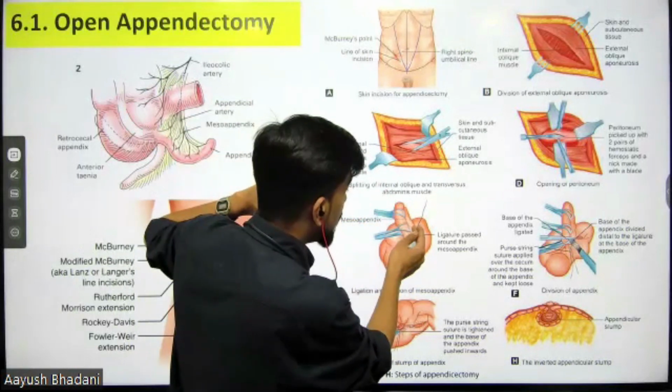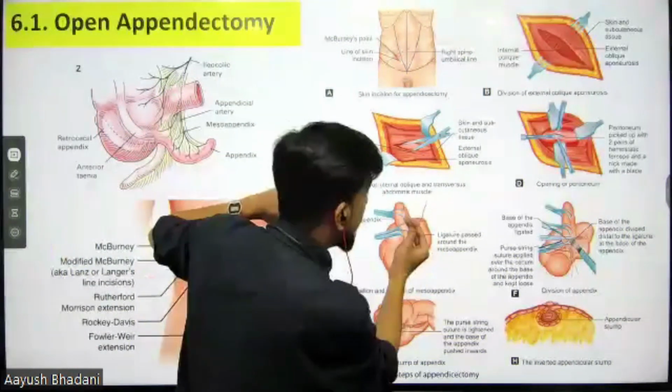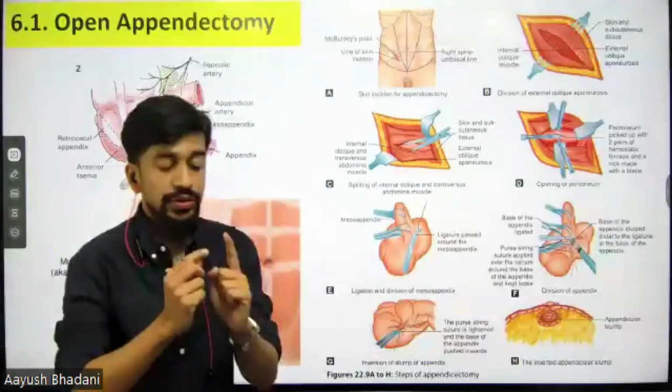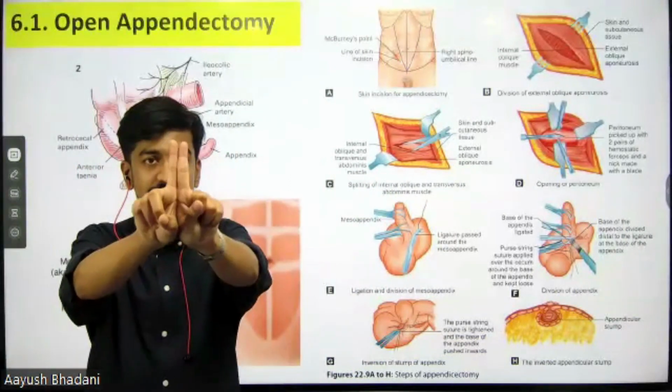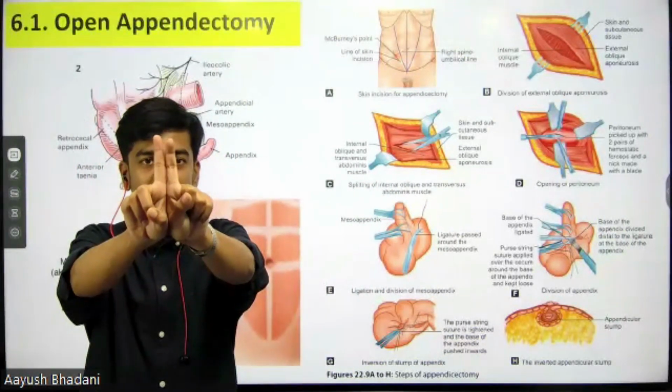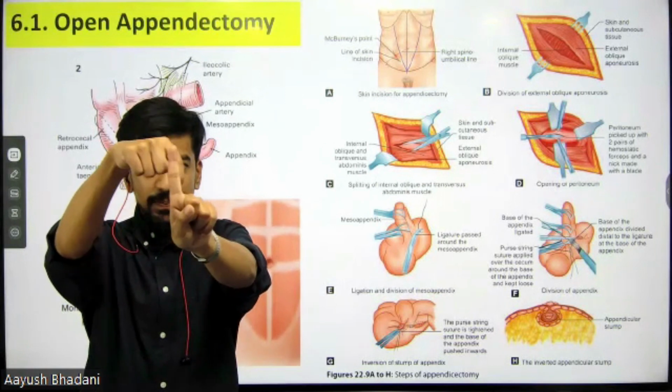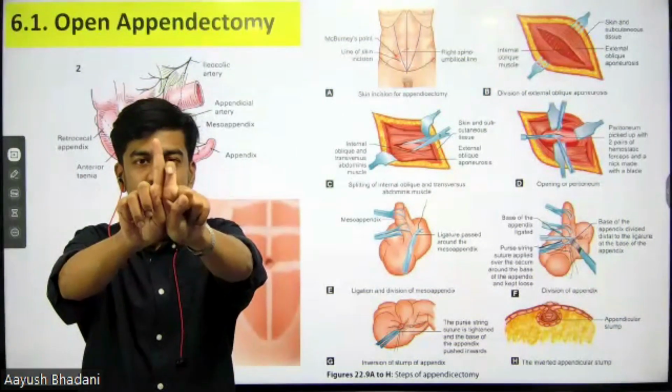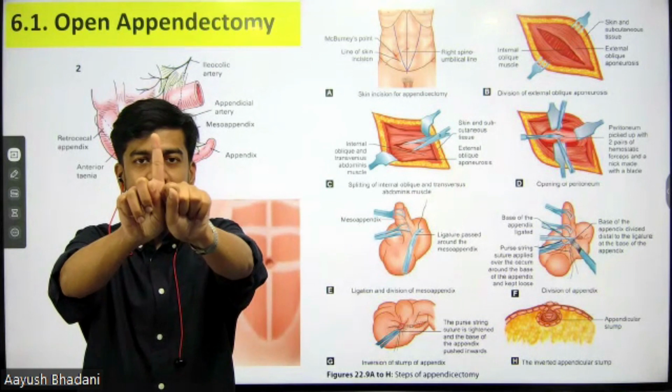And what we do now is, the ligature is passed around the mesoappendix. So imagine this is the appendix, this is the mesoappendix. We need to ligate this. So I pass a suture around the mesoappendix, ligate it, cut it.